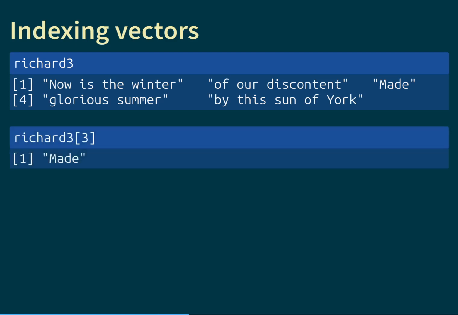The way to do that is use this square bracket notation. We write down the name of the variable from which we want to extract something, and then in the square brackets we write down which entry we want to extract. So for example, if we want the third entry of the vector Richard III, then we write down Richard 3 and in square brackets the number 3 for the third entry, and the computer will immediately return the result made, because that was the third entry of this vector.